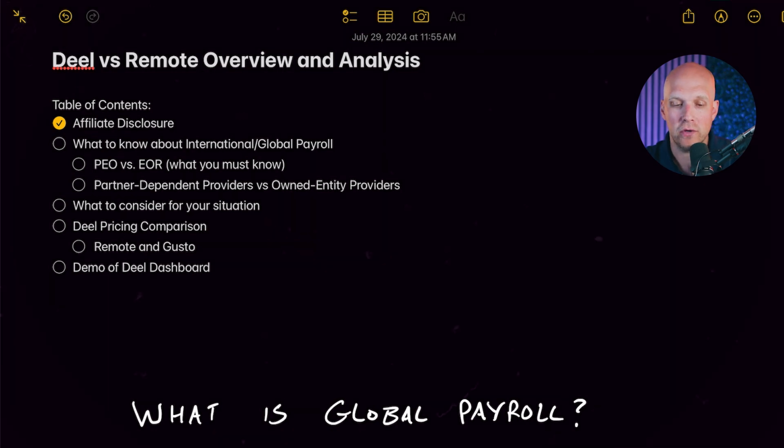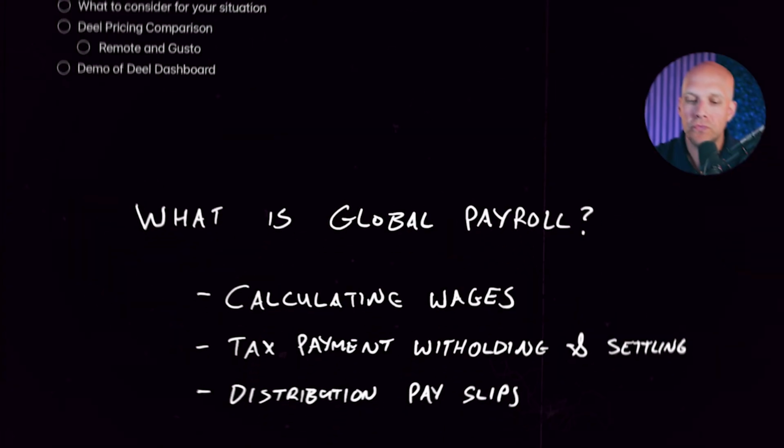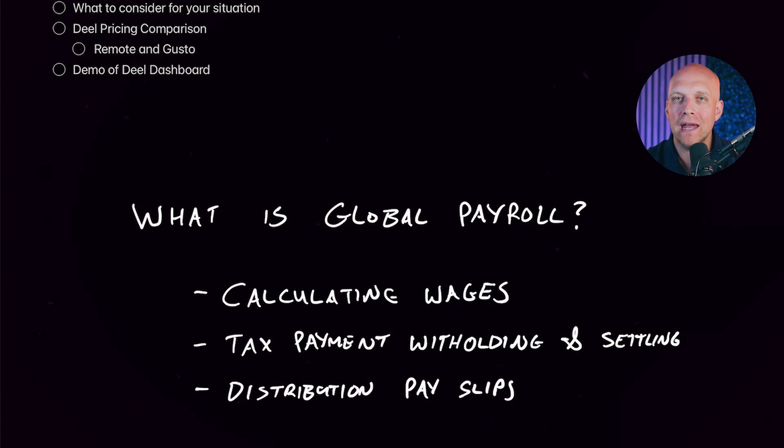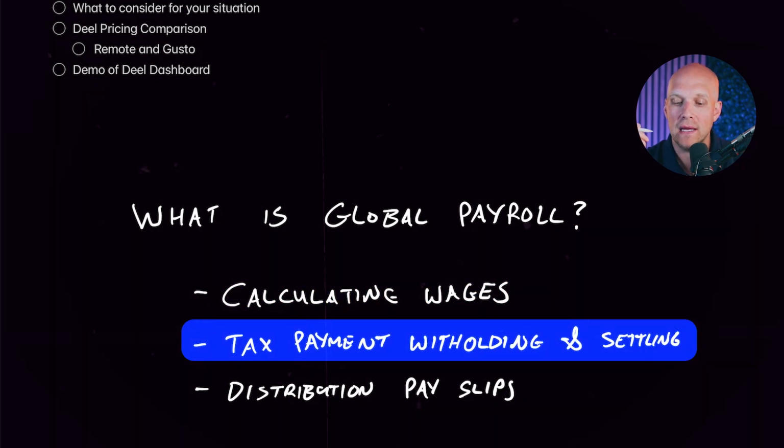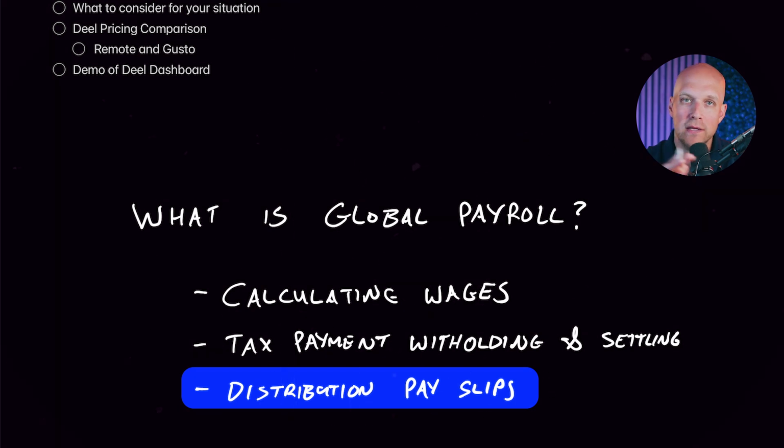We already covered the affiliate disclosure, but to review these two services, we have to know exactly what we're comparing and how they fit together. So what is global payroll? Well, that is the idea of calculating wages, tax payment withholdings and settling, and distributing pay slips. All right, so you're doing this on a global or international stage.